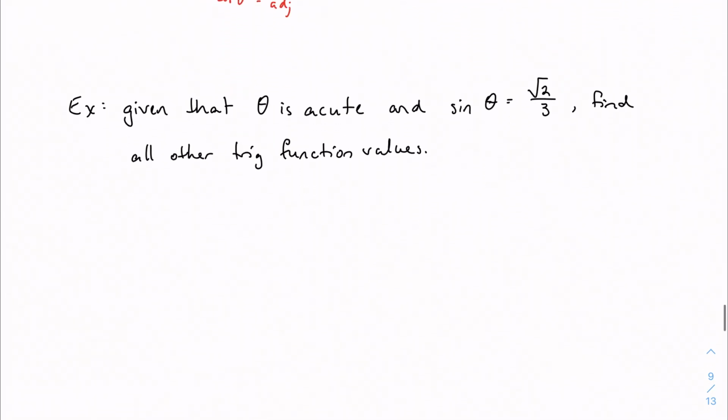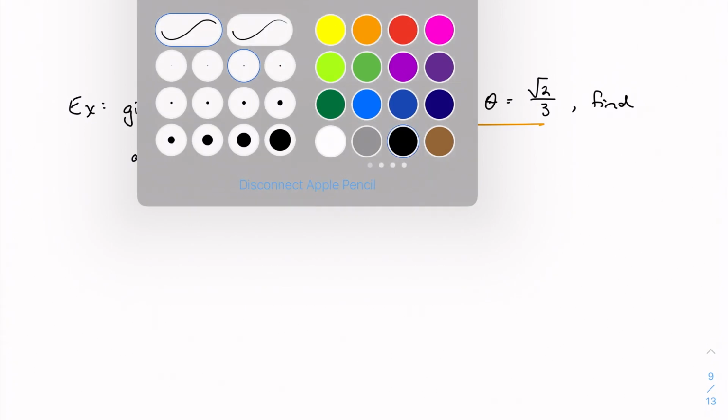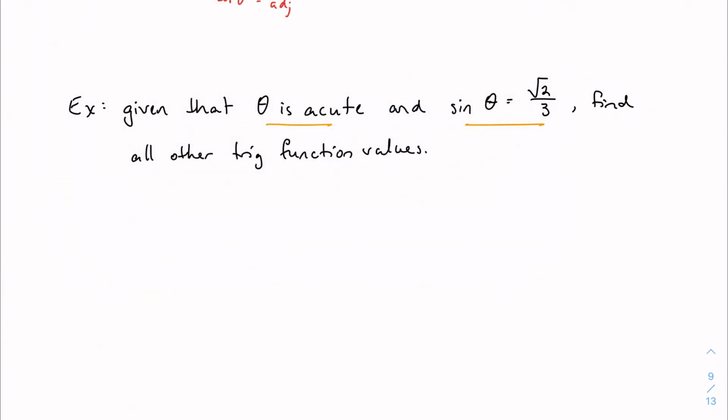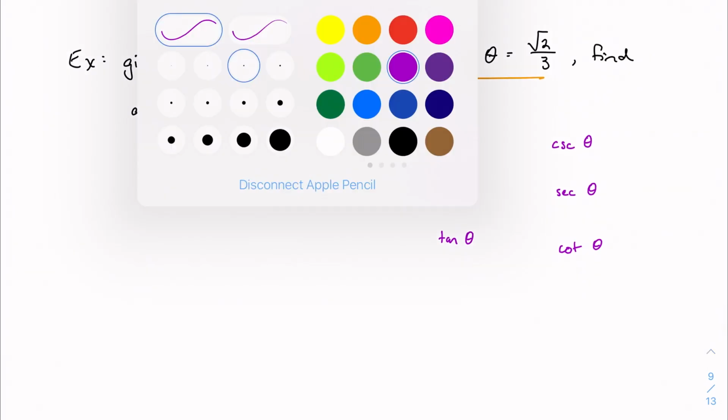So if we want to look at an example that uses these, suppose we're given that theta is an acute angle and we're given the value of sine, and we want to find all of the other trig function values. Now we could go through and draw out the triangle and find the hypotenuse and all of that, but we can speed up the process by just applying our identities. So sine, cosine, tangent, cosecant, secant, and cotangent. Theta acute immediately tells me I'm in quadrant 1, which tells me that everything is positive. All right, so let's get to work.